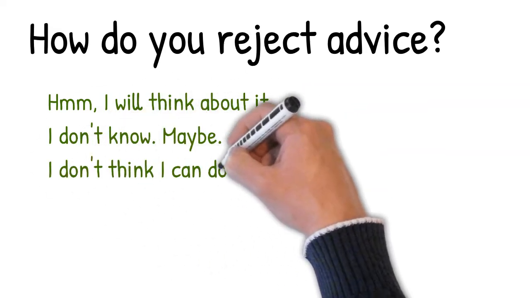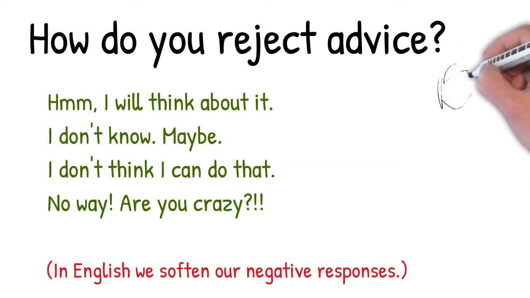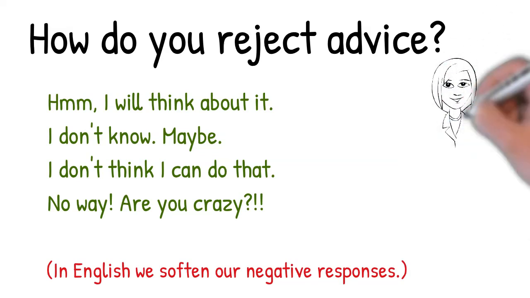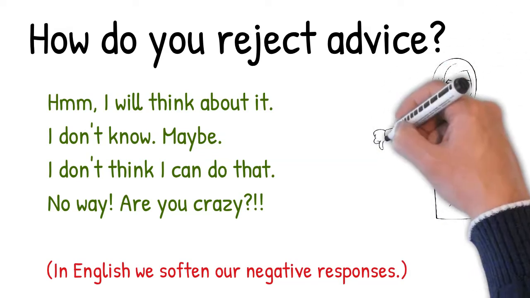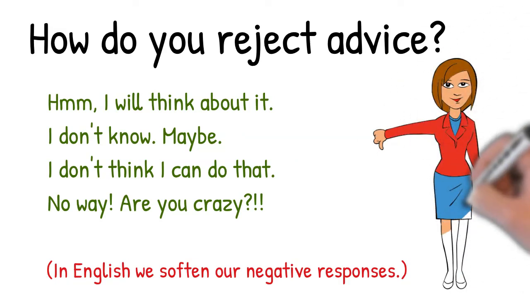How do you reject advice? I will think about it. I don't know. Maybe you listen for the tone. I don't know. Maybe it's a lighter, less direct tone. I don't think I can do that. But if you're friends, you could say, "No way. Are you crazy?" In English, we soften our negative responses. You can't say, "No, I don't like your advice." You have to sort of indicate you've heard the advice and you're thinking about it, but you don't really like it. It won't work for you.